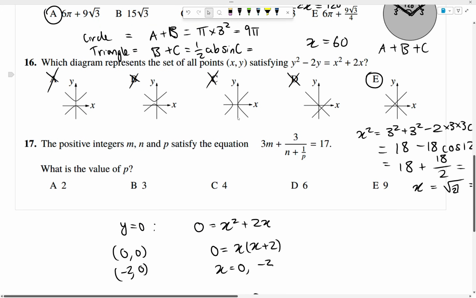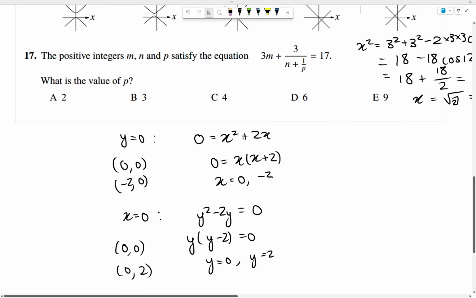So with graph sketching questions, when they're multiple choice, I'd recommend just picking particular points and just experimenting with what values for coordinates you get, because usually you can rule out all of the other options.